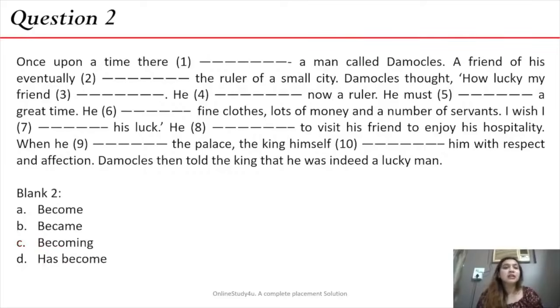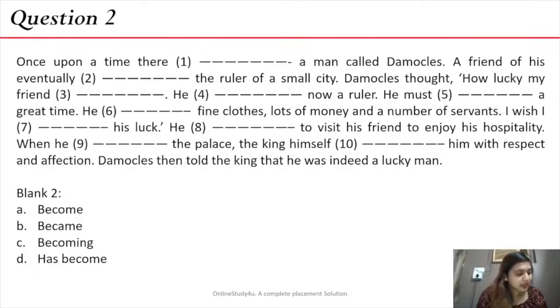A friend of his eventually dash the ruler of a small city. A friend of his eventually dash the ruler of a small city. So is it going to be a friend of his eventually become, a friend of his eventually became, a friend of his eventually becoming, or a friend of his eventually has become the ruler of a small city? Which one do you think would be the correct option for blank 2? You guys could again put in whatever you think is the correct answer.